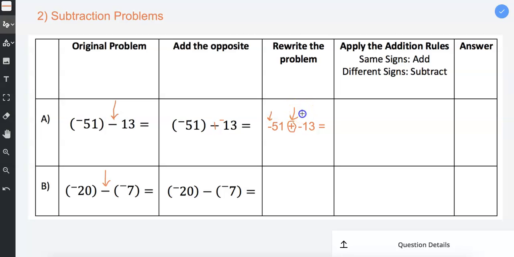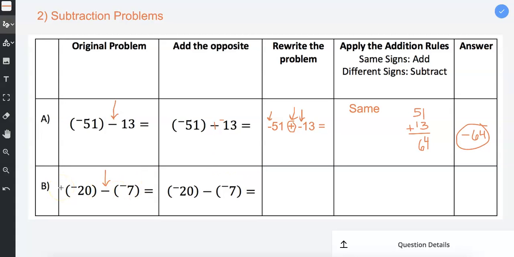That sign is negative and that sign is negative. So we have two negative numbers, so the signs are the same, so we're going to add. So I'll just type that the signs are the same. And then I'm going to put the larger number in terms of absolute value at the top. And then I'm going to add them. And if I have negative 51 and negative 13 together, that makes a lot of negatives, negative 64.